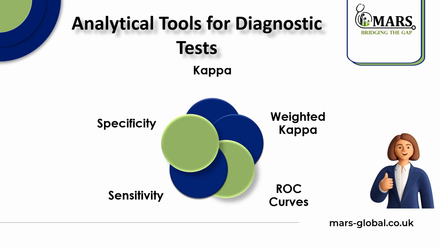Now, the analytical tools that are used for diagnostic tests: firstly, sensitivity, which we have already discussed before; specificity, which too we have discussed before; then kappa. Kappa is used to test inter-rater reliability, and it represents the extent to which the data collected in the study are correct representations of the variables measured. Weighted kappa is used to measure the agreement between observed raters. ROC curves: it is a graph of the relationship between two rates, the true positive rate, which means sensitivity, and the false positive rate, which means 1 minus specificity.